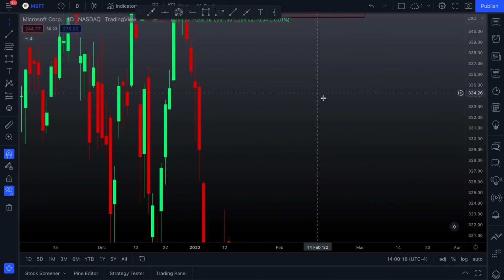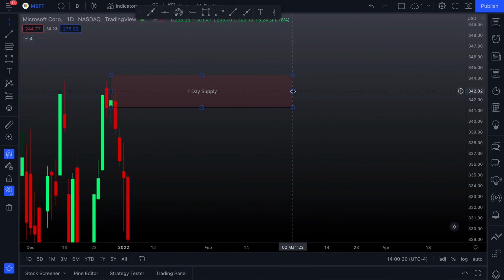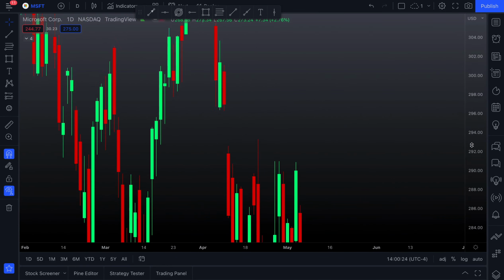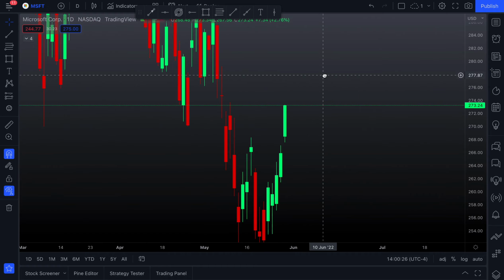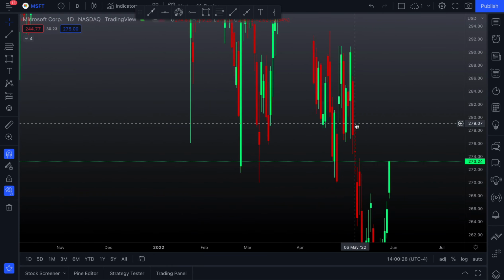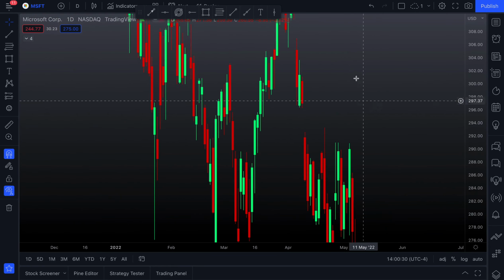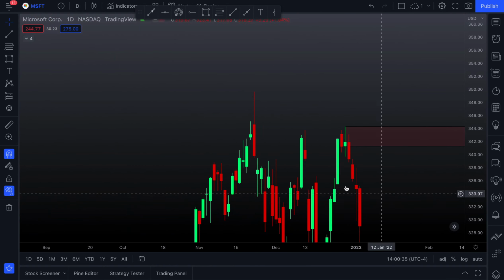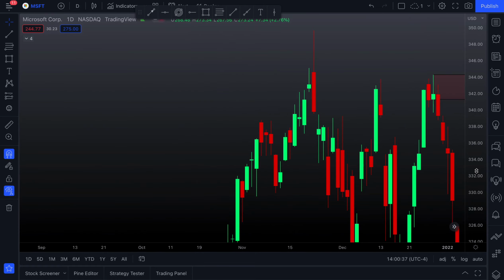And now that we learned how to draw it standard, I'm going to teach you guys the one other type of demand and supply zone. The one other one is an engulfing. Any engulfing candle sequence I consider to be a demand or supply. So let's try to find one right here. We'll start off with the supply.